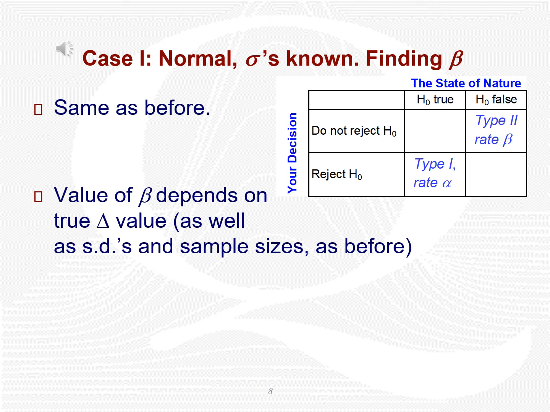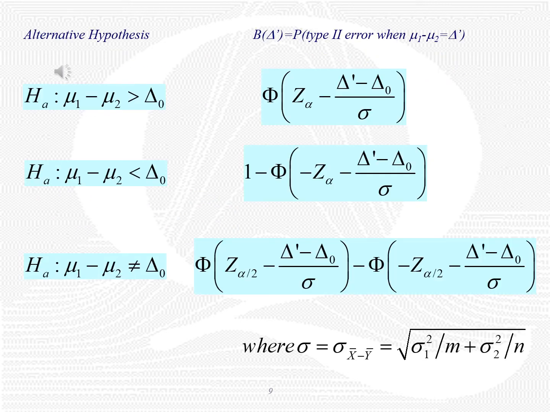Calculating the beta values is done pretty much the same way as in the one sample case. Of course, the actual value of beta depends on the true difference between the population means, as well as the standard deviations of the populations and the size of the samples taken. Here are the formulas for beta for each of the one-sided and the two-sided alternate hypotheses.